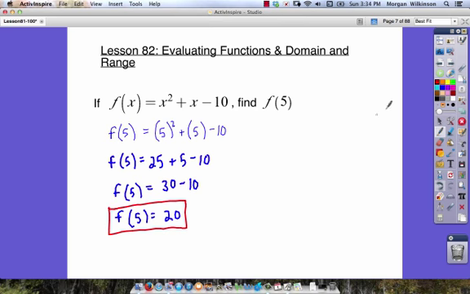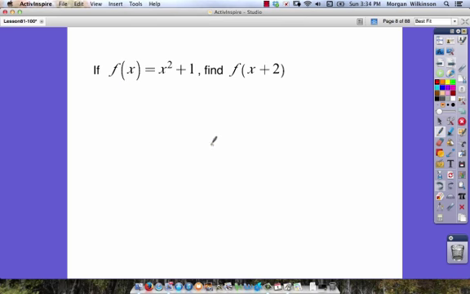Alright, let's go ahead and look at another one. Here we have, if f of x is equal to x squared plus 1, find f of x plus 2. Now this one's a little bit different because we need to substitute this whole x plus 2 in wherever we see x. But we do the problem the same way we did before. So we're going to say f of x plus 2 is going to be equal to, remember to use parentheses every time you substitute a value in, x plus 2, because that's x squared, plus 1.